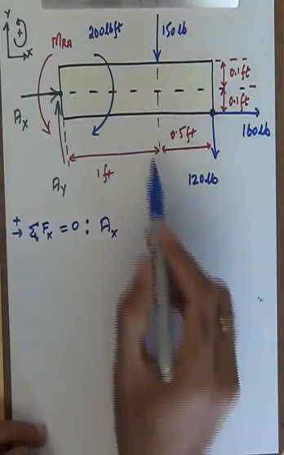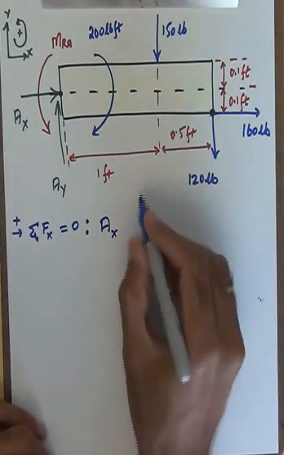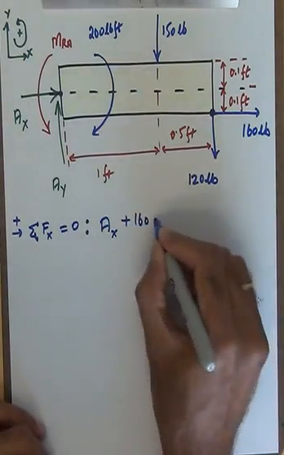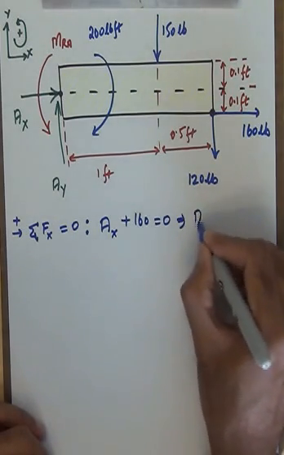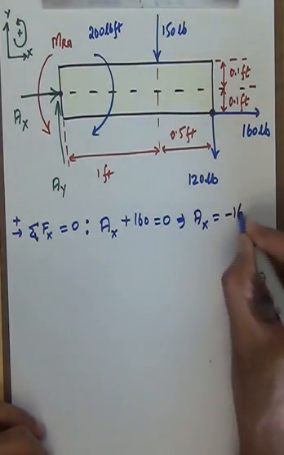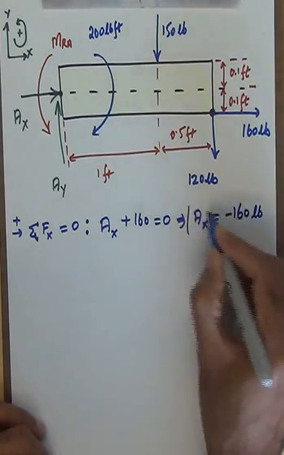You see AX is pointing to the right. Any other force, I have this 160 pound force, so that's plus 160 is equal to 0, or AX is minus 160 pounds.